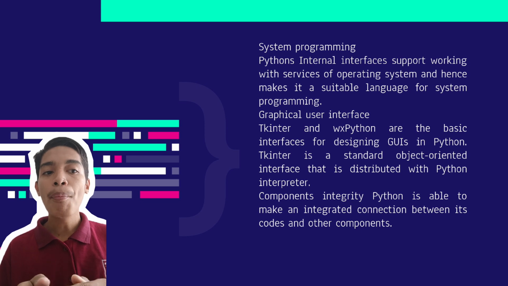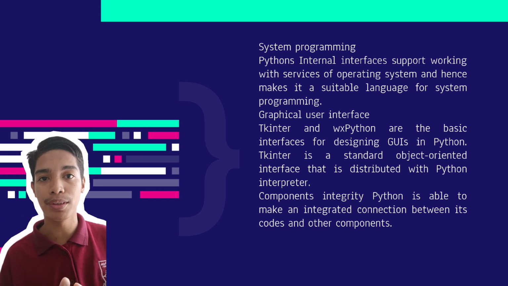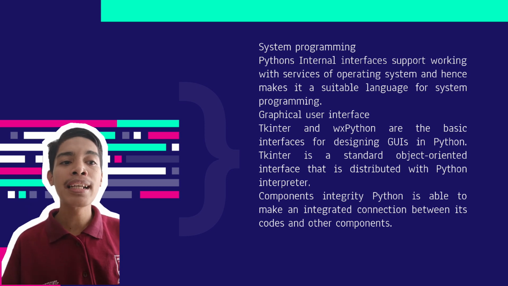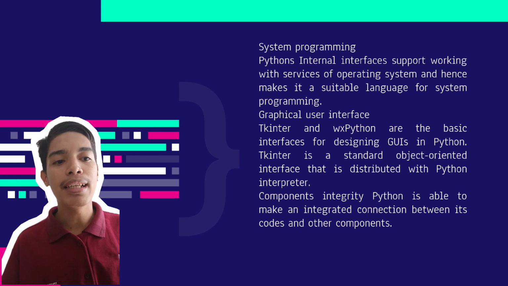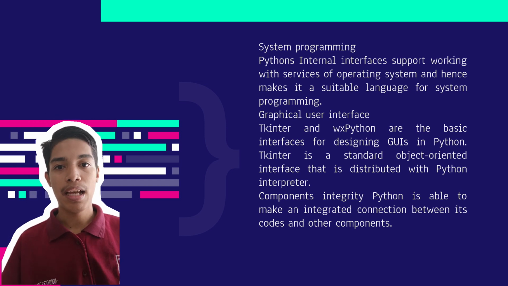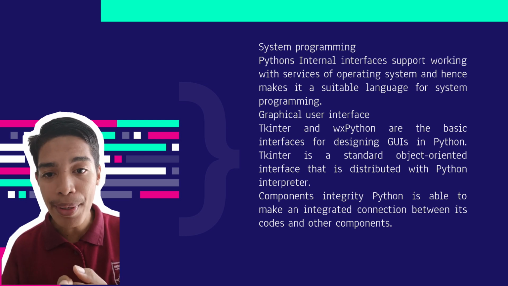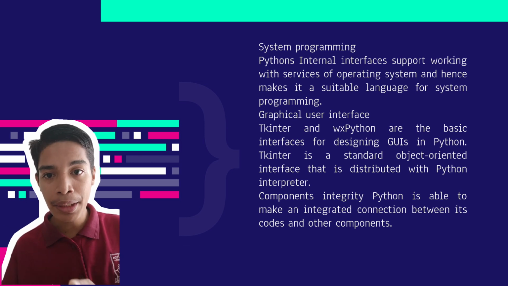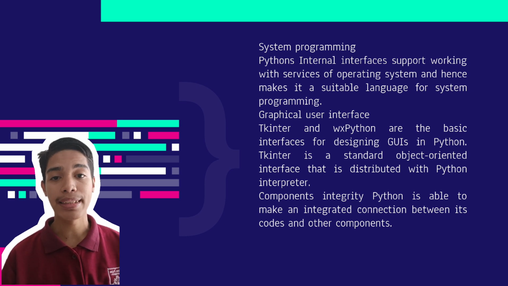The components Python uses make integrated connections between the code and other components, which makes the programming language very easy to understand. Python is widely known for system programming because it is made as a language for system programming. Python is very important in the world, easy to understand, and depends on code integrated by connections.